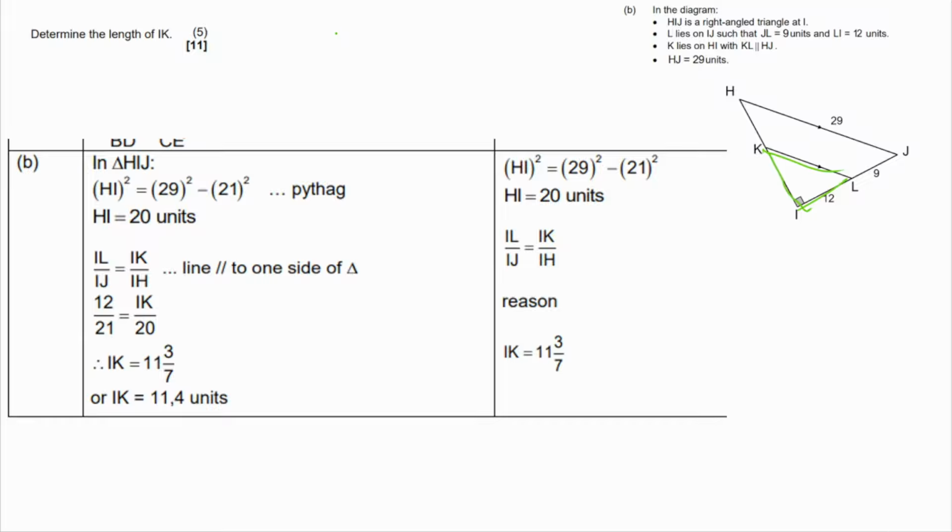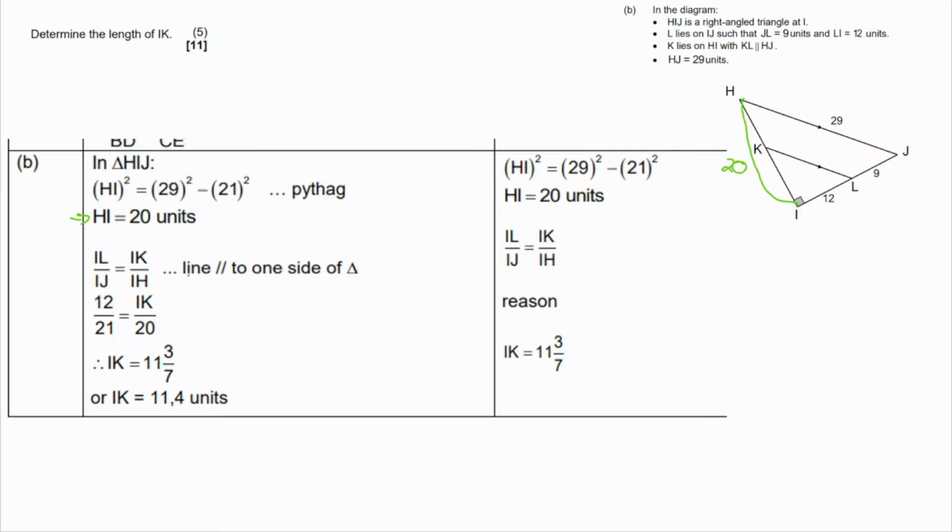So what the memo did here is they work out HI. So they work out this entire length, which is quite easy because they're just dealing in the big triangle. They're doing Pythag over there, and they get HI is 20 units. So this whole thing over here is 20.